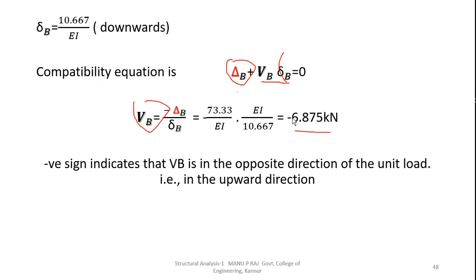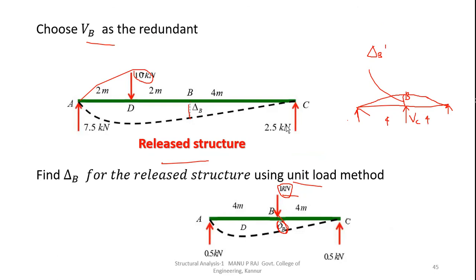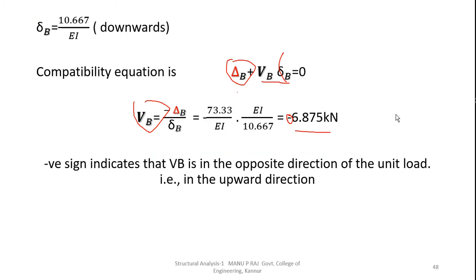This minus sign indicates that the direction of this Vb is in the opposite direction of the unit load. That is, we already applied the unit load in the downward direction, so the negative sign means this is in the opposite direction. See, Vc is in the upward direction. Sorry, Vb is in the upward direction. Not Vc, Vb is in the upward direction.